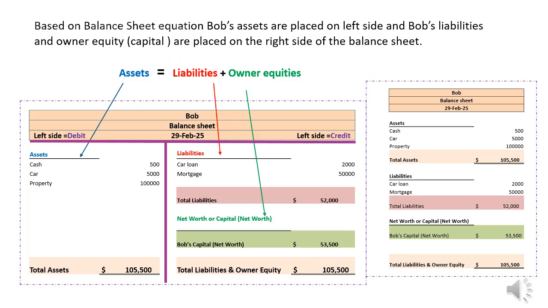On a balance sheet, assets are listed on the left side, while liabilities and owner equity are on the right side. The equation assets equals liabilities plus owner equity helps us understand the relationship between these components.